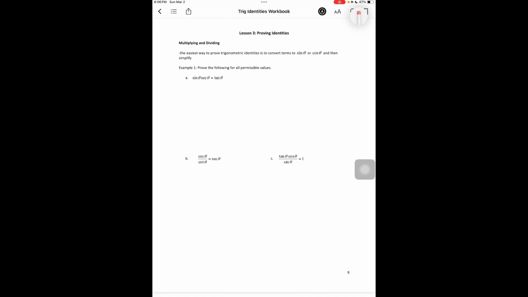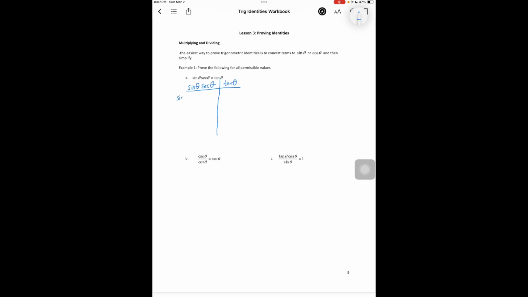So here, prove the following for all permissible values. We're going to do another t-chart. So you have sine theta, secant theta on the left side. And on the right side, we'll have tan theta. So here, we're going to convert the left side to sine and cos. And I always give students a tip, just work with one side first before you go to the other, and you'll see why in a bit.